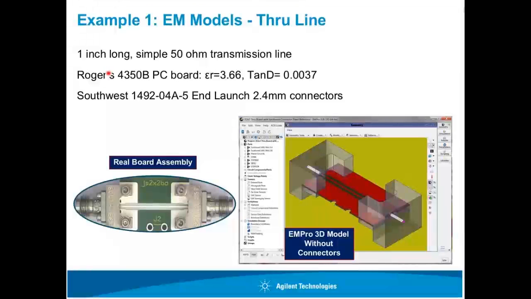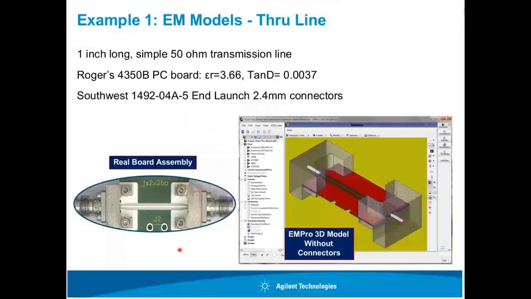It is basically a 1 inch long, simple 50 ohm transmission line. The stack up comes from a Rogers 4350 PC board with a dielectric constant of 3.66 and a loss tangent of about 0.0037. These values I got from the manufacturer's web page. At both ends of this PCB, there are 2 connectors. This connector is basically a Southwest connector with a 2.4 millimeter pin size. So we are measuring this 50 ohm connector structure.